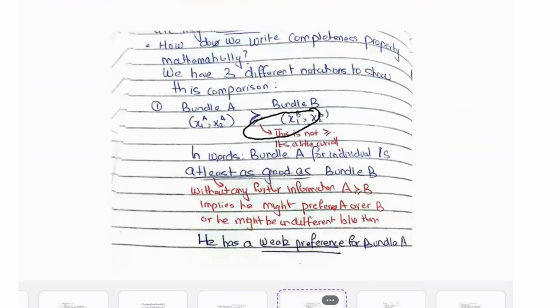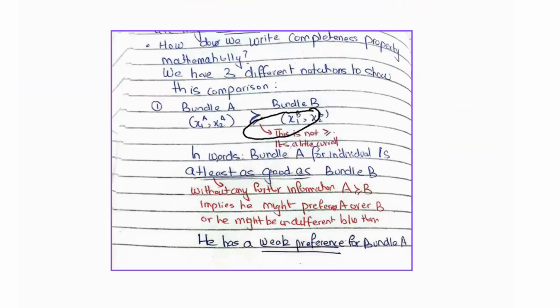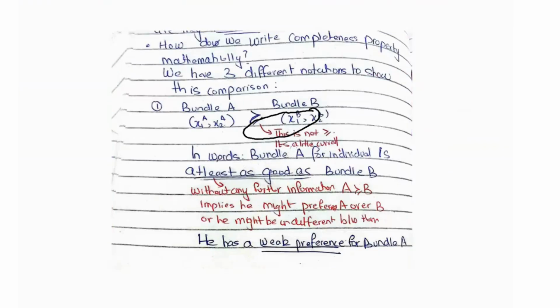So now, how do we write this completeness property mathematically? For this we're going to use three notations to show this comparison. To be able to compare two bundles, the first notation is this one. Note this is not greater than or equal to. It's made with a little curve over here. So this is the notation.